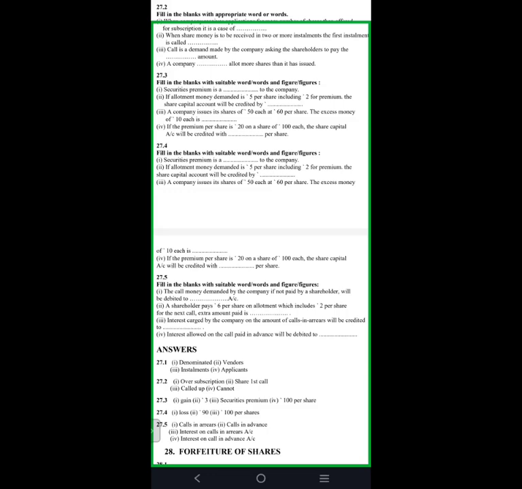3. 5 minus 2, that is 3. A company issues its shares of rupees 50 each at rupees 60 per share. The excess money of rupees 10 each is securities premium. If the premium per share is rupees 20 on shares of rupees 100 each, the share capital account will be credited with 100 per share.